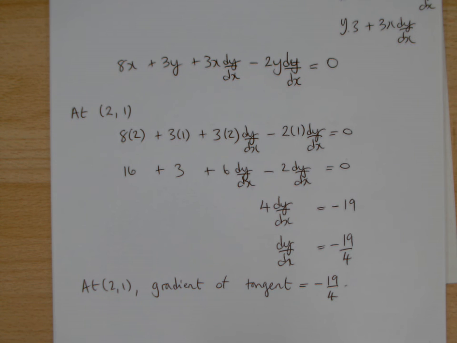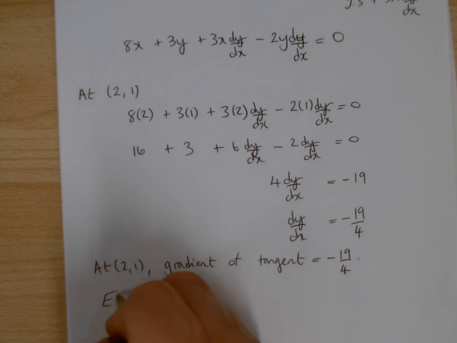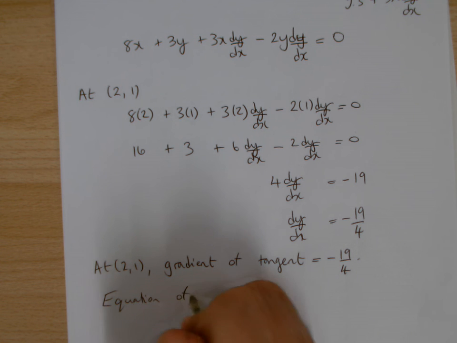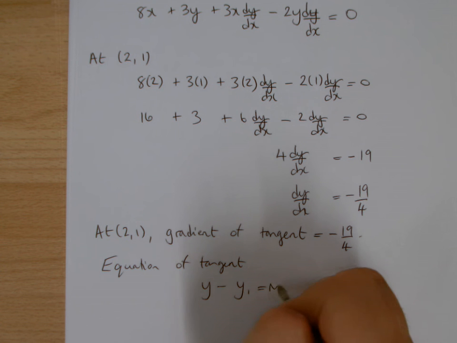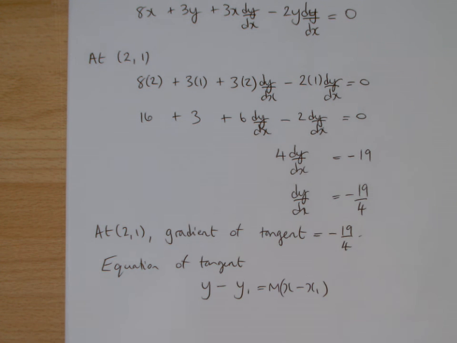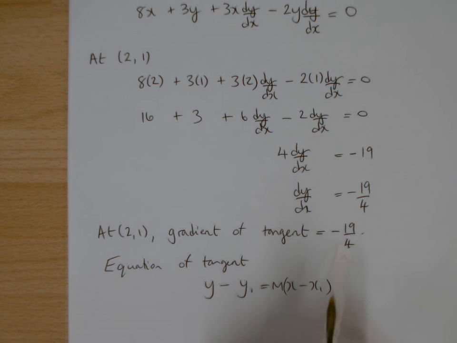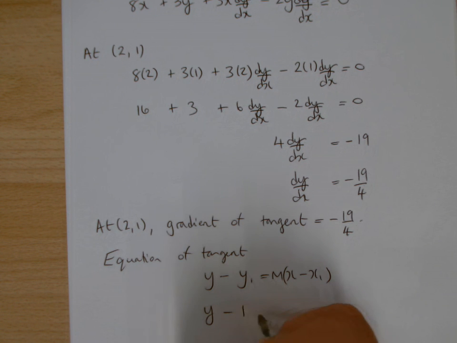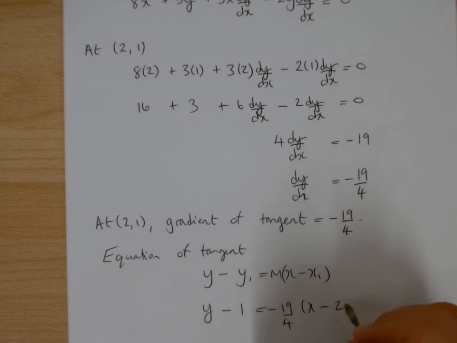So remember, for an equation of the tangent, essentially it touches the curve at one point, and it's a straight line, so we want the line equation for it. We must remember that the equation of the tangent follows this format. So we've got y minus y1 is equal to m times x minus x1. So we need a point, and we've got a point here, 2, 1, and we've got the gradient value there, minus 19 over 4. So y minus 1 for y1, minus 19 over 4 for the gradient, x then minus 2.